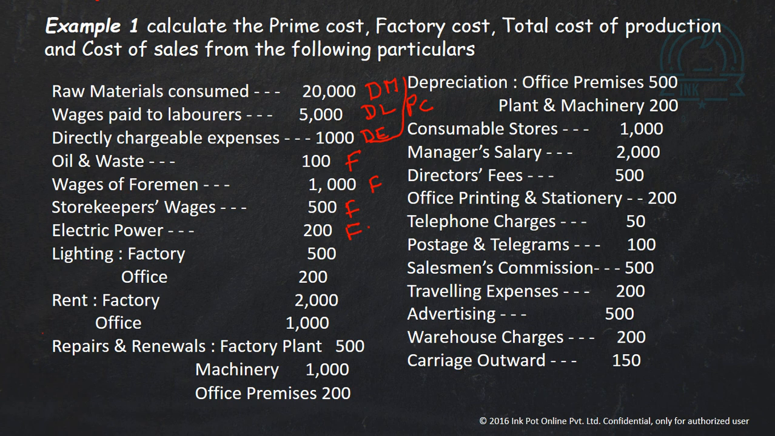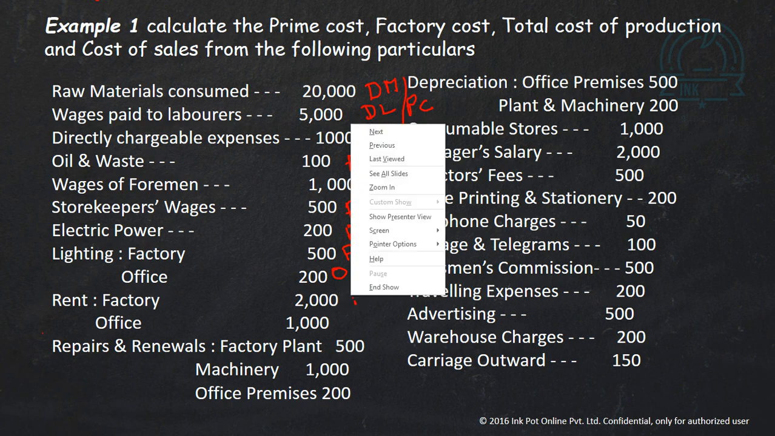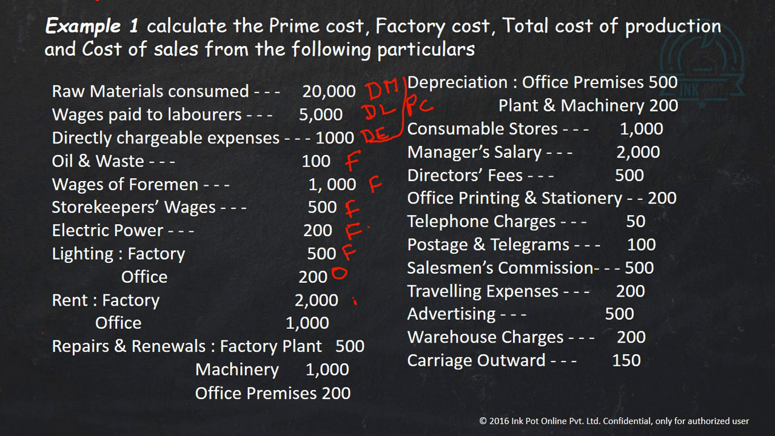Now lighting. Lighting is segregated into two parts, factory lighting and office lighting. So factory lighting will be shown as a factory overhead and office lighting will be shown as office overhead. Rent, again it is segregated in two parts. So factory rent will be shown as a factory expense and office rent will be shown as office overhead.